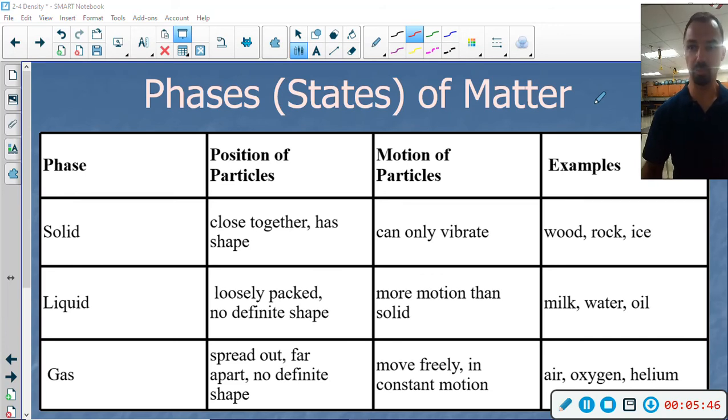Because they're loosely packed, there's no definite shape, so there's a little more motion. So again, a little lower density. And then gases obviously are the least dense. Gases float on the Earth's surface. They're very spread out, far apart, the particles. There's no definite shape. So again, least dense of the phases of matter.